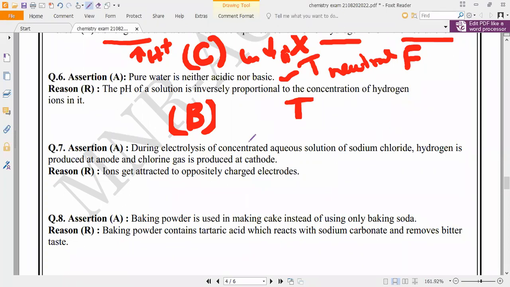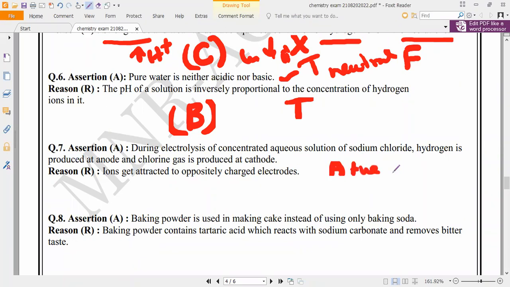Assertion: during electrolysis of concentrated aqueous solution of sodium chloride, hydrogen is produced at anode and chlorine gas is produced at cathode. False. Why? Because hydrogen has positive ions. Hydrogen is produced at cathode, sir.